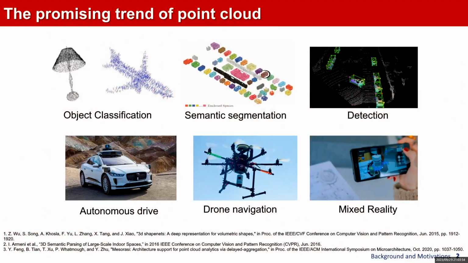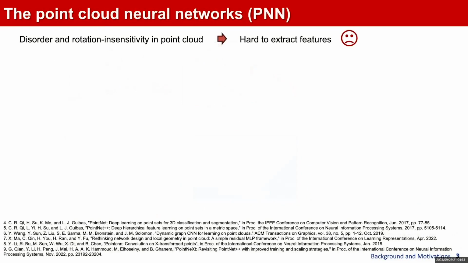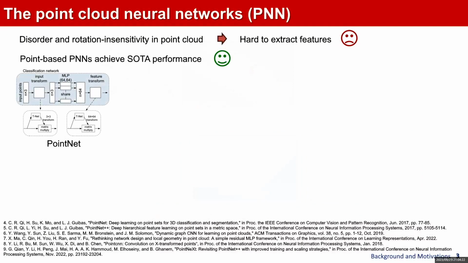Nowadays, point cloud is easy to obtain with high resolution and an efficient data format. It has become an important modality for deep learning tasks such as classification and segmentation. Also, point cloud is widely used in various applications such as driving and mixed reality. Unfortunately, point cloud is disordered and insensitive to rotation, which makes it hard for networks to extract its features. Therefore, point cloud neural networks are developed.